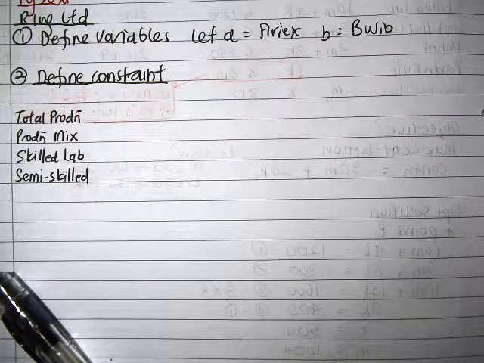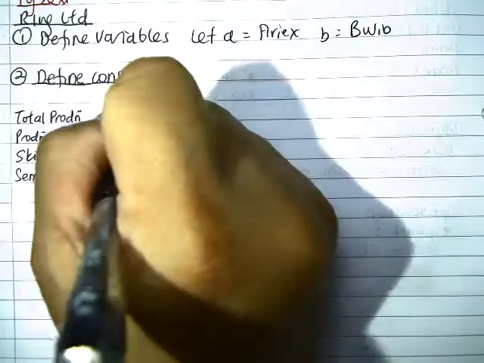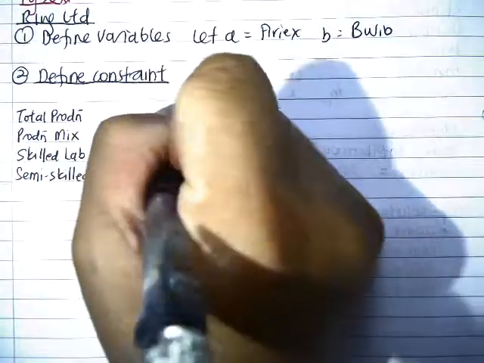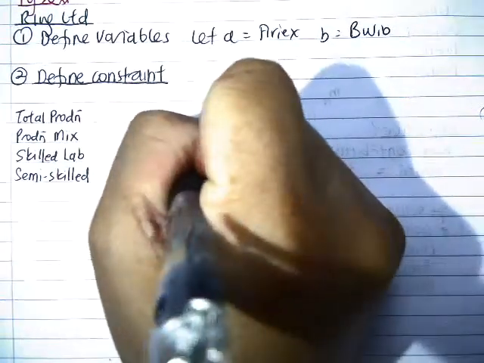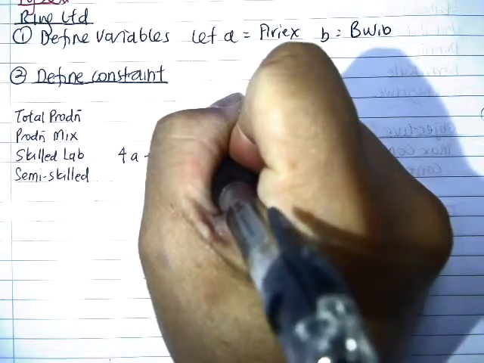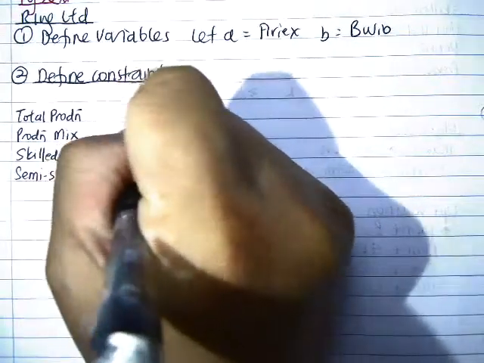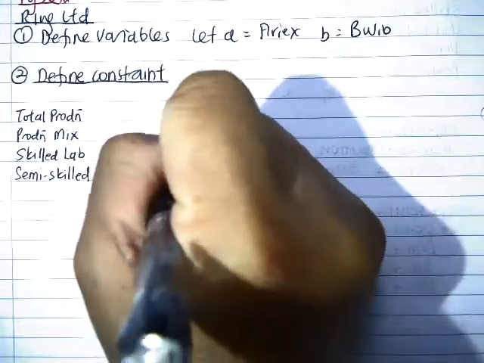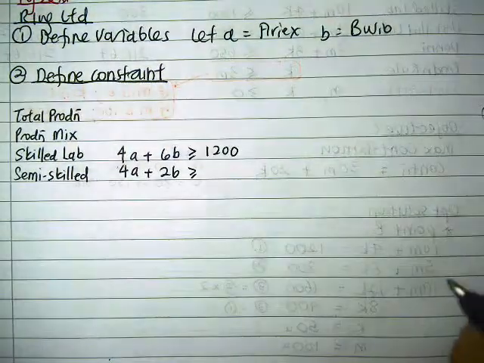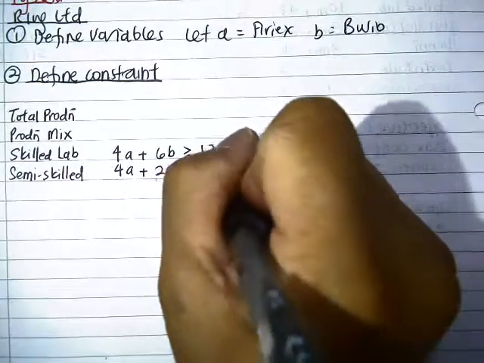I don't think you have problem with skilled and semi-skilled. So that one, I believe all of you can get it all right. That 4A plus 6B is at least 1,002. And then 4A plus 2B is at least 800. Okay.